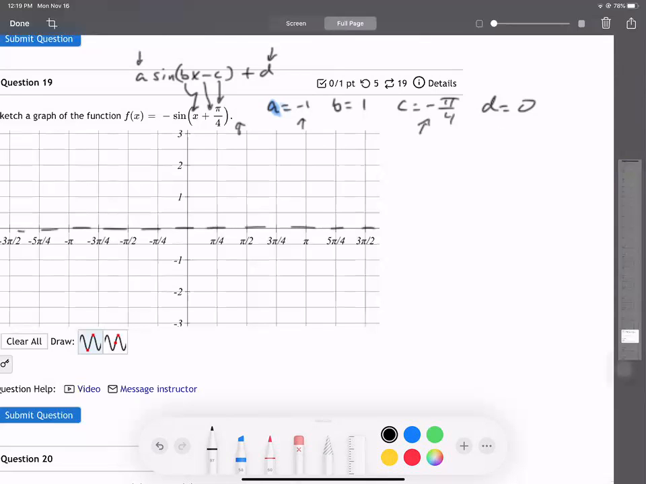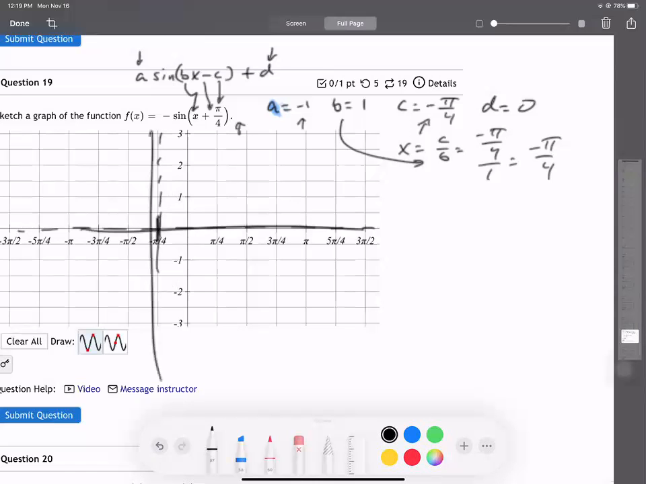Our C value is negative pi over 4. So negative pi over 4 is here. But just to make sure, we always have to say x is equal to C divided by B, which is negative pi over 4, B value is 1, divided by 1, or negative pi over 4. So we're starting back here. This is my starting line. So we shifted the graph back. You don't have to draw those arrows, but I want you guys to visually see that. We move the graph back. All right, that's our D and that's our C.